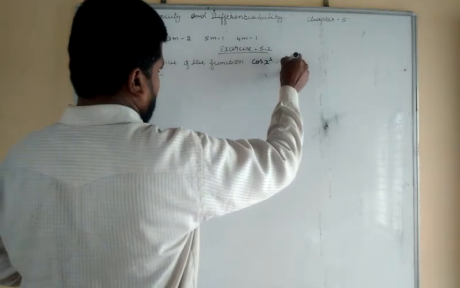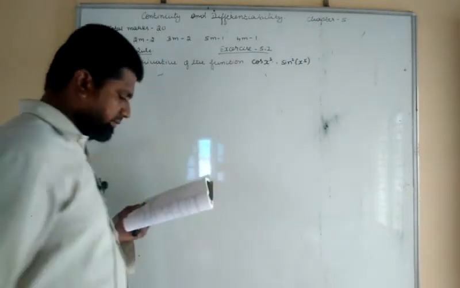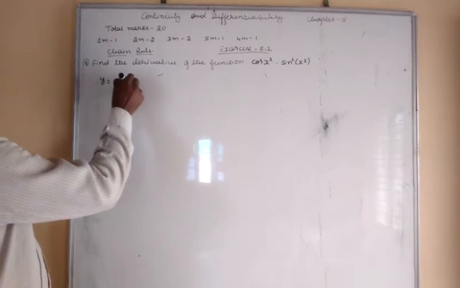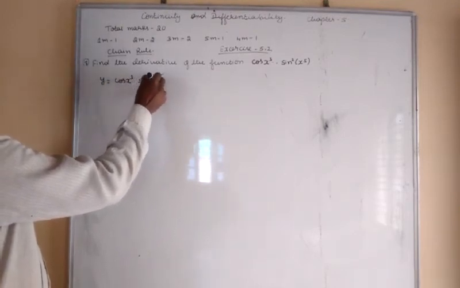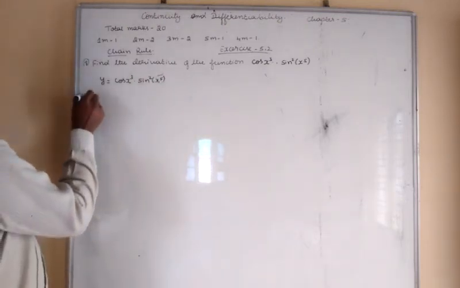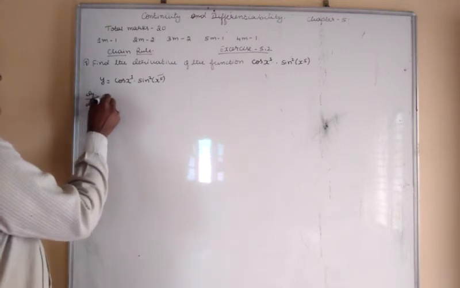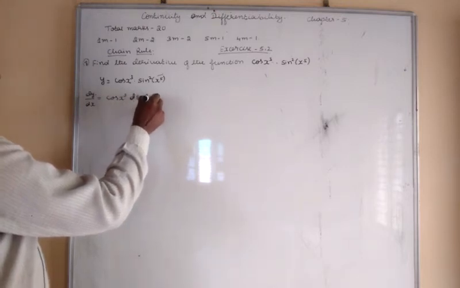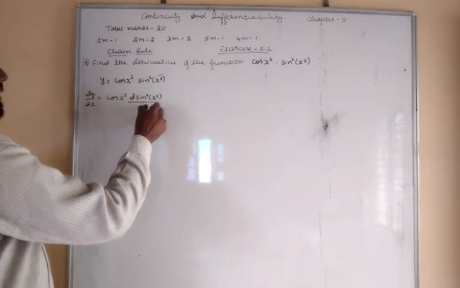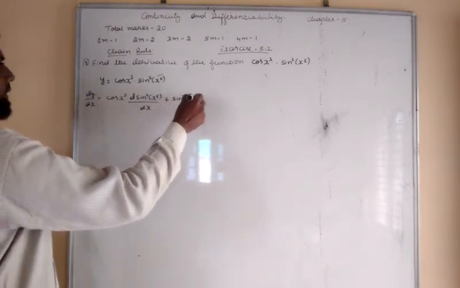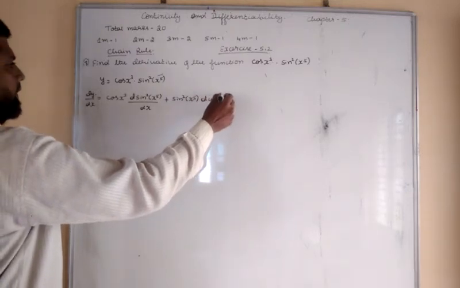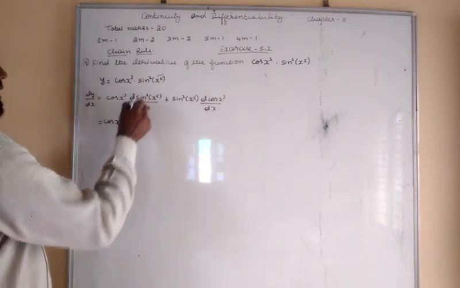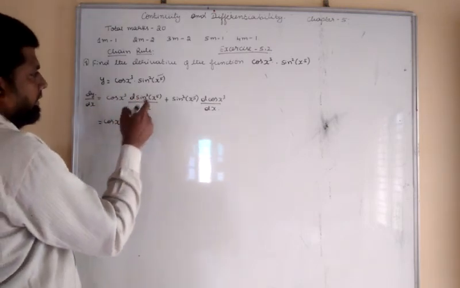Cos of x cube into sine square of x to the power of 5. Okay, let us take the given function y is equal to cos x cube into sine square of x to the power of 5. So differentiation of y with respect to x: the first function cos x cube, differentiation of second function sine square of x to the power of 5, plus second function differentiation of first function cos of x cube. Then cos x cube, sine square of x to the power of 5 is there.